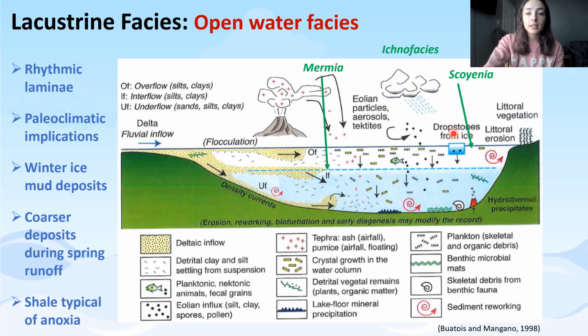And here I added the ichnofacies, which are trace fossils common in open water lacustrine facies versus littoral zone lacustrine facies. We've got Mermia, which is a type of ichnofacies or trace fossil common in the open water, and then we have Scoyenia, common in the littoral zone of lakes.